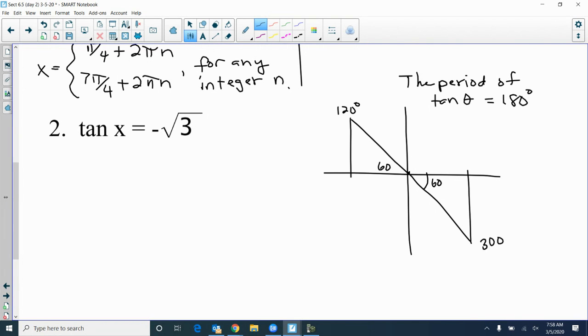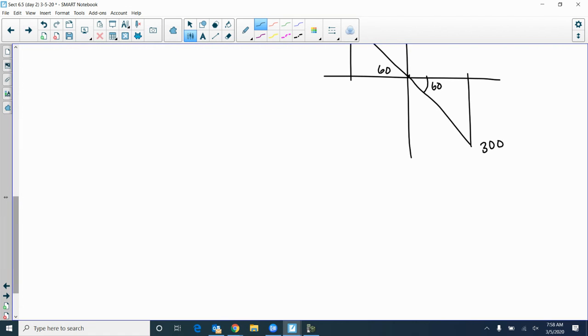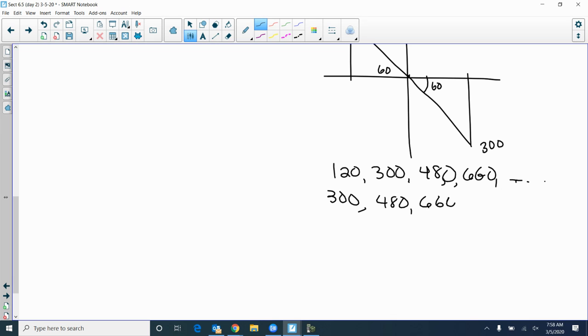So take a look at this here before you start writing things down. Our first answer is 120. Add 180 to that, what do you get? Because you want to add the period. What's 120 plus 180? 300. What's 300 plus 180? 480. What's 480 plus 180? 660. Okay, now what's my second angle that we had? It was 300. What's 300 plus 180? 480. What's 480 plus 180? What do you notice?